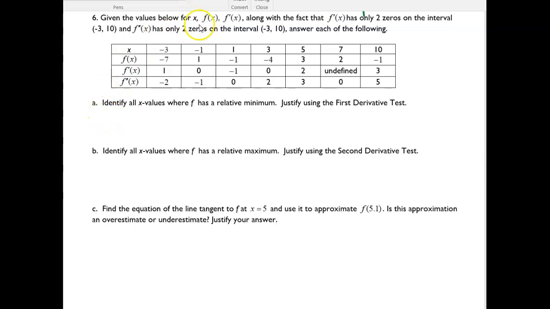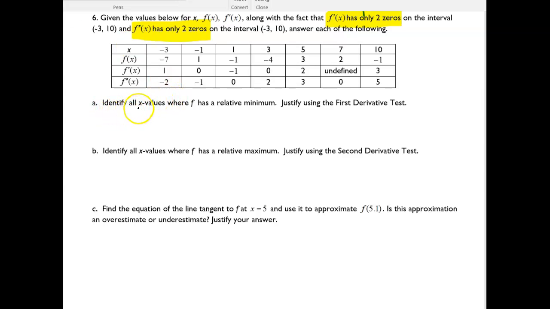For our last problem, we're given a table of values for x, f, f prime, and f double prime. Another important fact is that f prime has only 2 zeros on this interval, and f double prime has only 2 zeros on this interval from -3 to 10. What that means is we can't have sign changes other than at those zeros. It couldn't switch from positive to negative anywhere in between. If it didn't give us that information, we wouldn't know for sure, and that would make it hard for us to use the first derivative test.